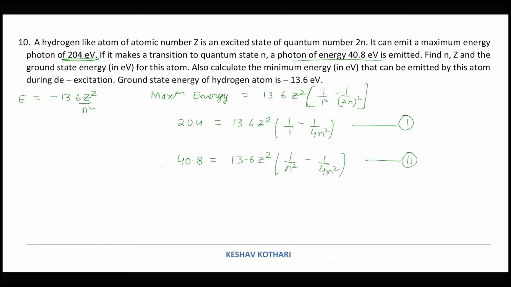Now, if we solve these two expressions for Z and n, first of all we can divide the expressions and solve for n, and then after obtaining the value of n, we can put the value of n in and solve for Z. So we obtain the value of Z as 4 by solving this equation, and the value of n is obtained as 2. So the orbit number which the question is talking about is 2n, so we write it as 4. So the orbit number is equal to 4.